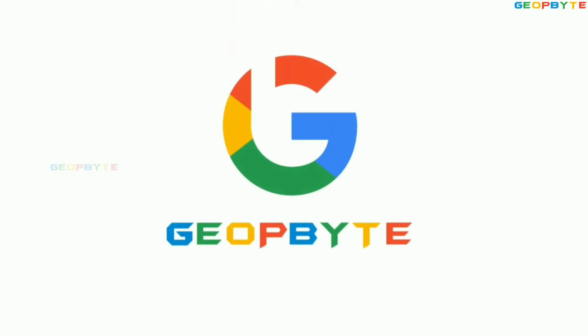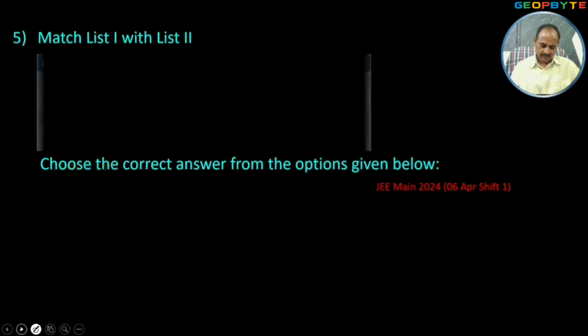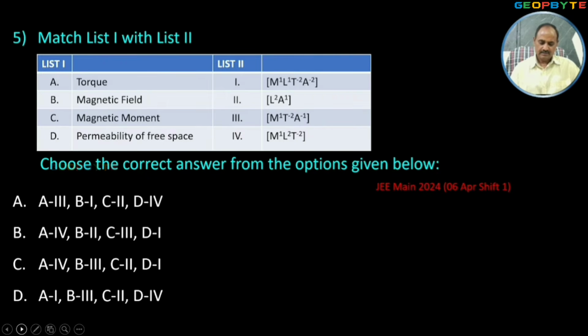Look at another question. It is asked like this. Match list 1 with list 2. Torque, magnetic field, magnetic moment, permittivity of free space. So these are under list 1. Under list 2, dimensional formulas.